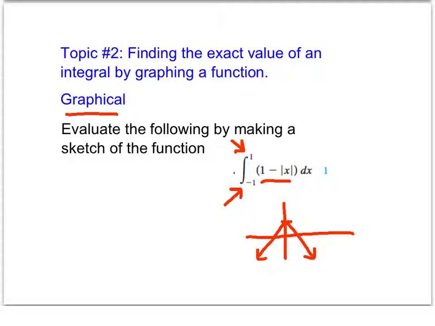And then I need to find the area of the region between the curve and the x-axis. So that would be this region right in here. So I'm going to use my triangle formulas to find the area of that region. Okay, now moving right along.